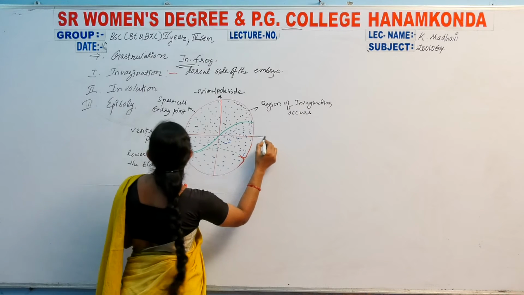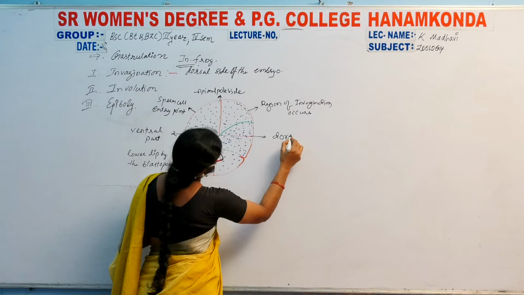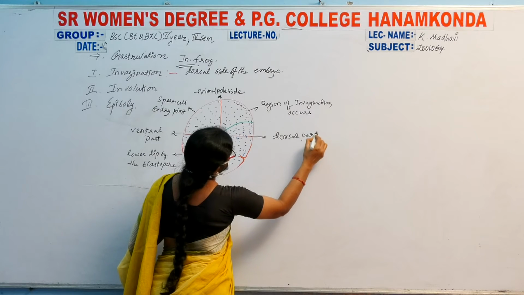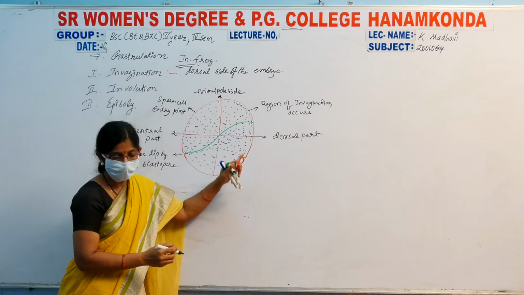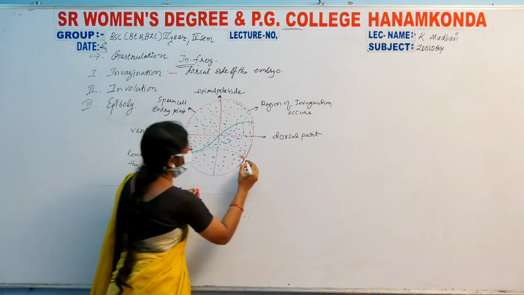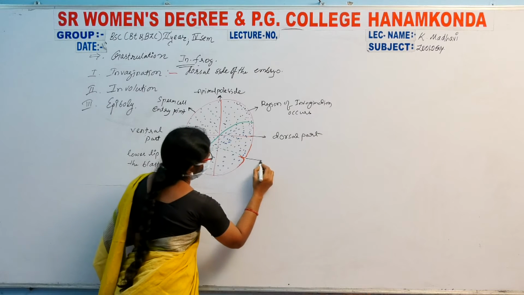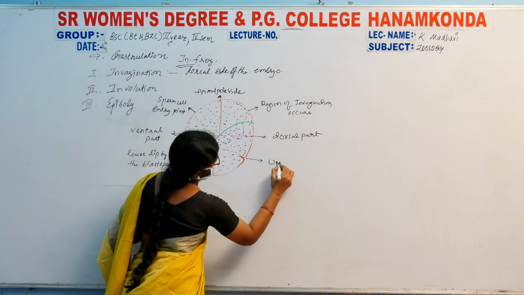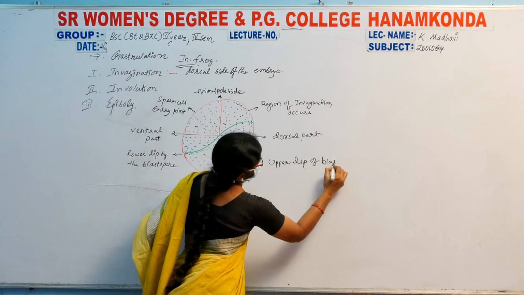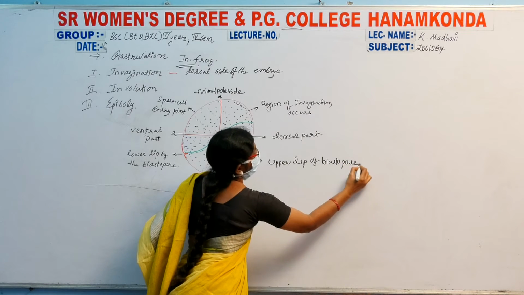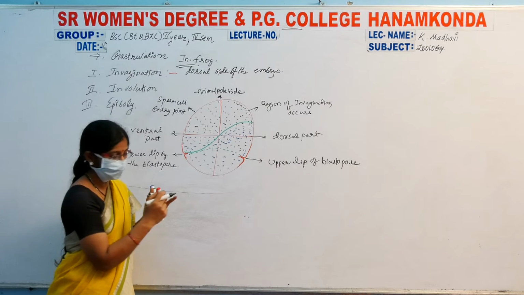And next, this indicates the dorsal part, where the ventral part is completely the opposite of the dorsal part. And here the lip formation is there, ma'am. The lip formation indicates the upper lip of the blastopore. This is the lower lip, and here the upper lip of the blastopore. Blastopore, ma'am.